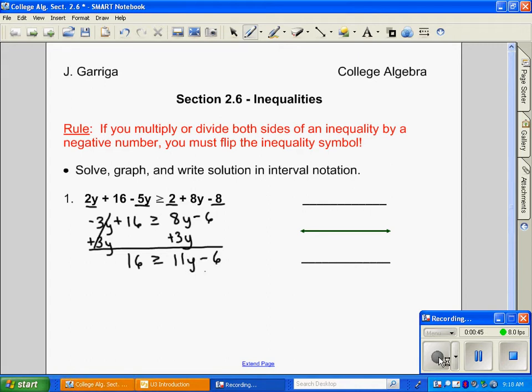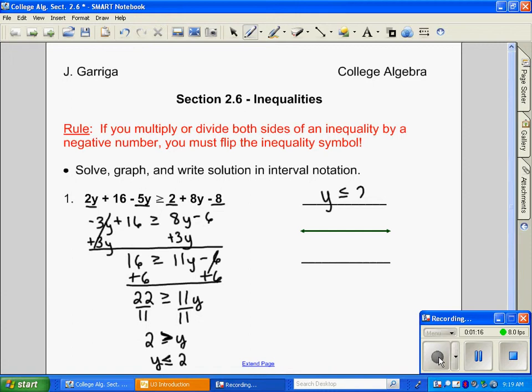We want to get y by itself, so now we add 6 to both sides, and we have 22 is greater than or equal to 11y. Divide both sides by 11. 2 is greater than or equal to y. I'm going to rearrange this so that the variable's on the left. When I do that, I need to be careful and make sure that if the arrow points to the y, it needs to point to the y here so that I do not change the value but rewrite it. y is less than or equal to 2.